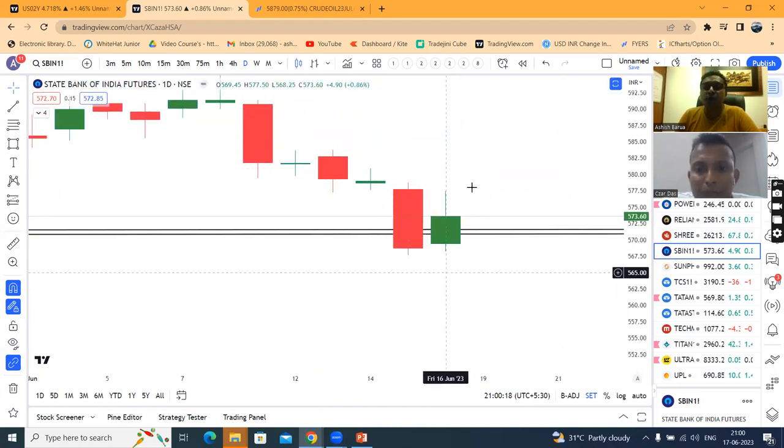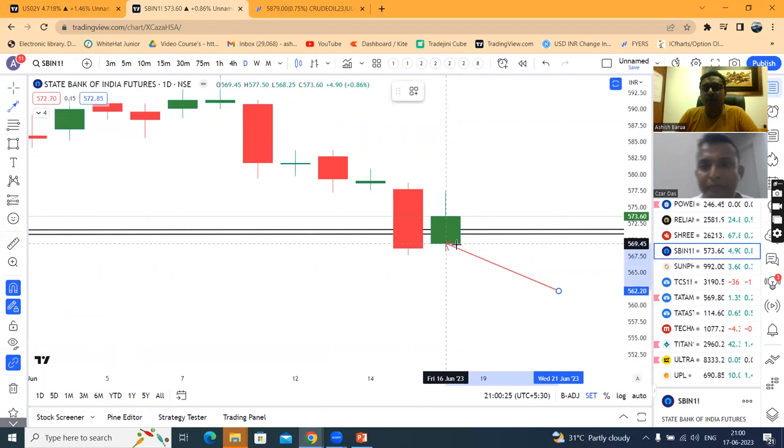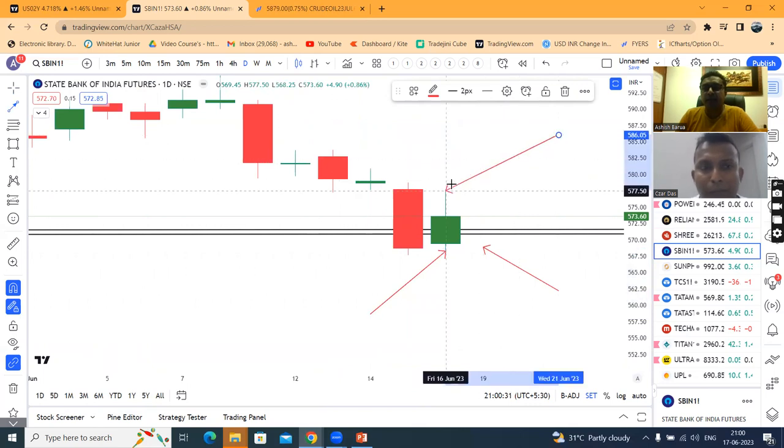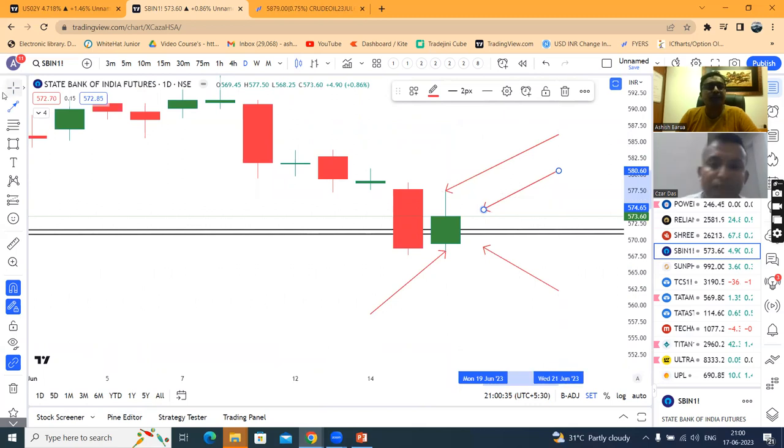But if I show you this picture, you will automatically tell that it opened here, the low was hit here, the high was here, and it closed here. Information clear? Okay.